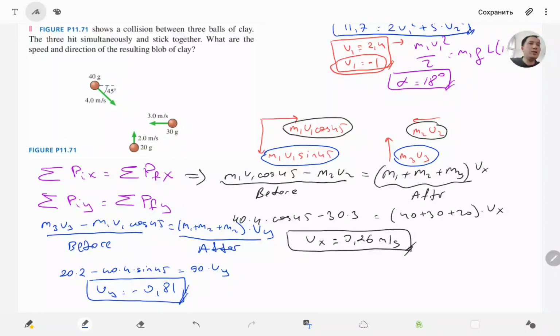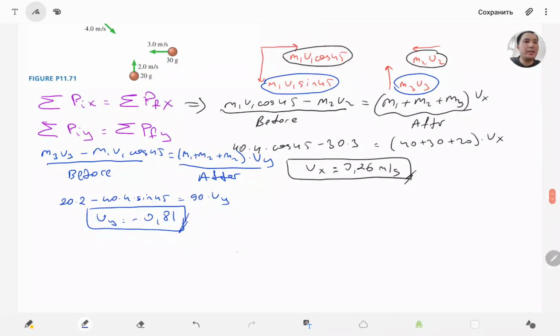If you remember, x is positive to the right, y is positive upward. Yes, we use this system, this logic. That's why negative velocity in y means it will be going downward. So let's draw. Velocity is a vector. This is x component. This is y component, downward. So this is resultant velocity, or total velocity.